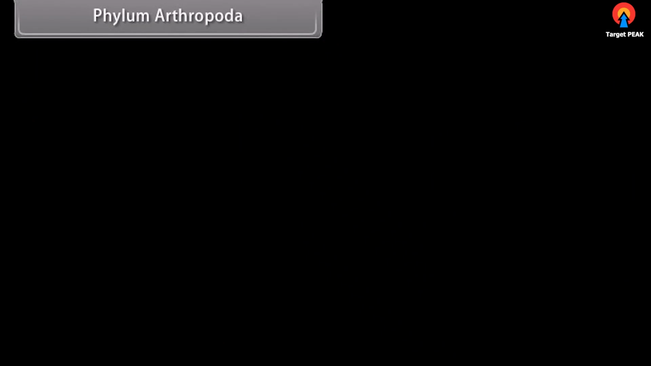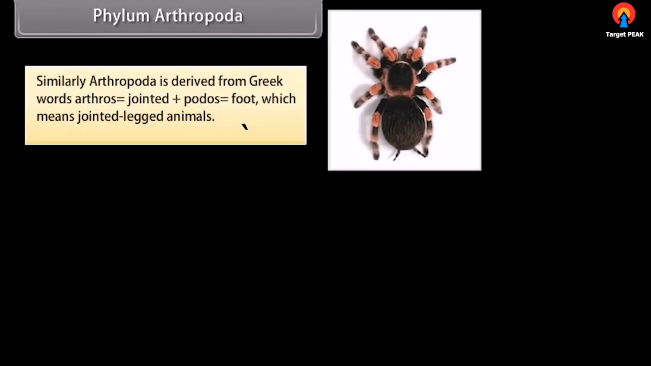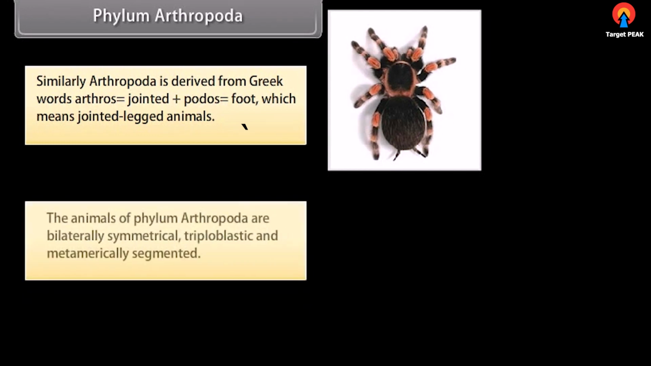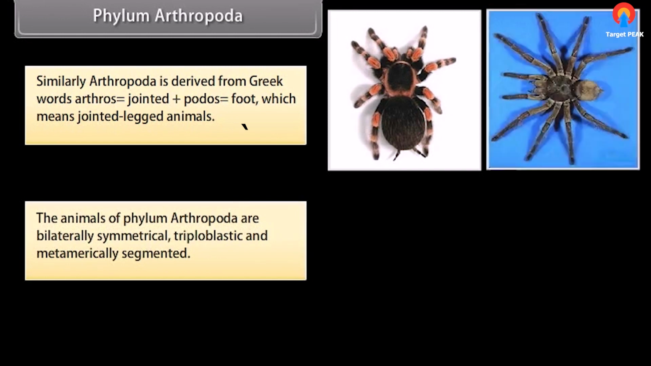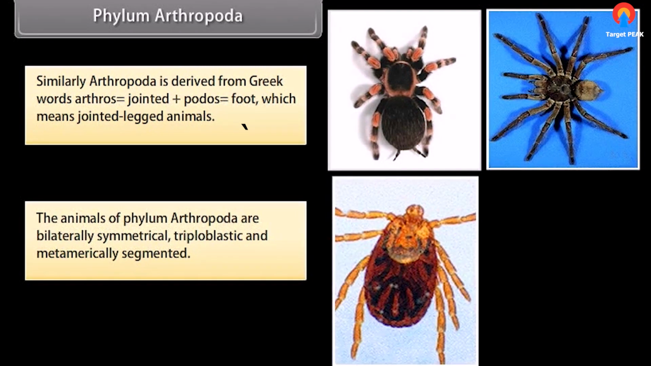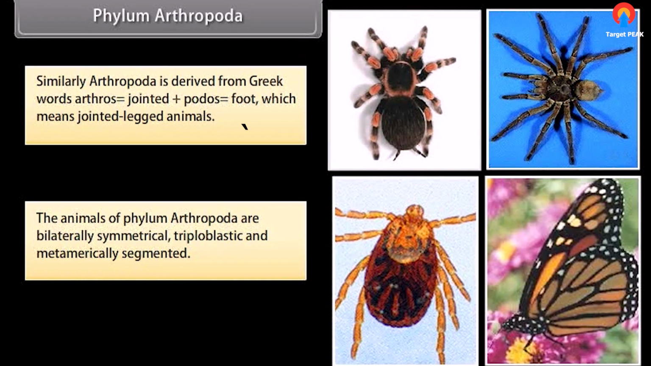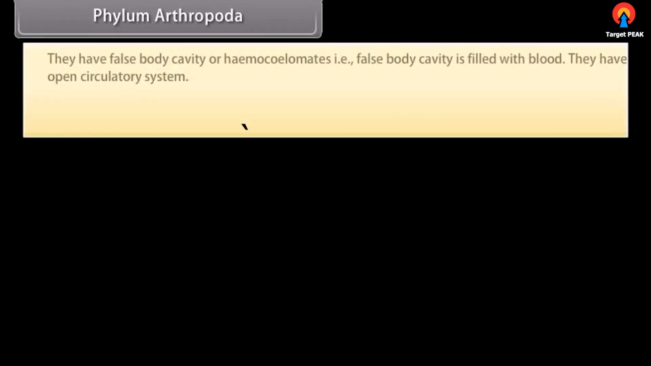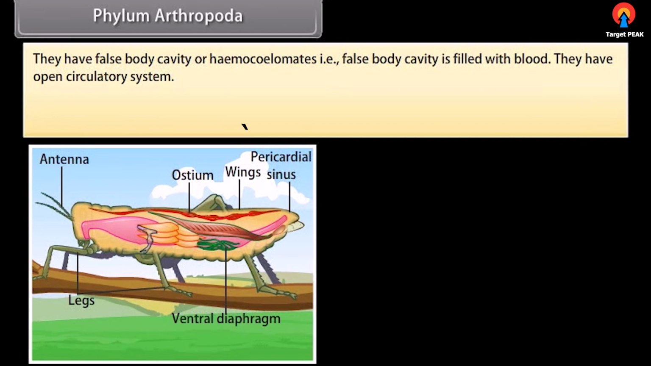Phylum Arthropoda. Similarly, Arthropoda is derived from Greek words arthros, which is jointed, plus podos, which is foot, which means jointed-legged animals. The animals of phylum Arthropoda are bilaterally symmetrical, triploblastic, and metamerically segmented. They have a false body cavity, or hemocoel, that is, the false body cavity is filled with blood. They have an open circulatory system.